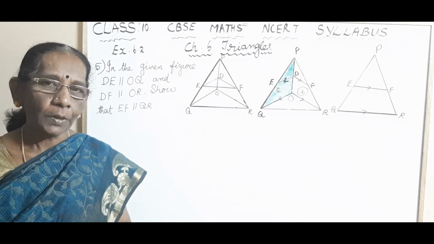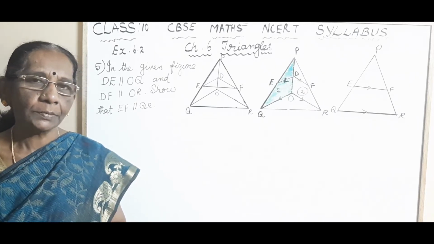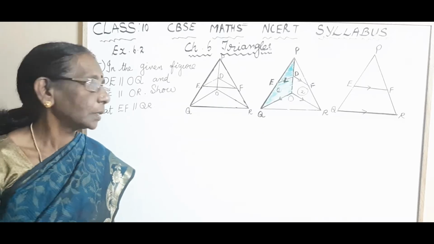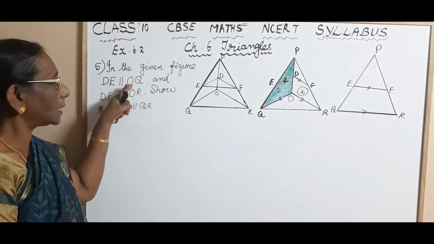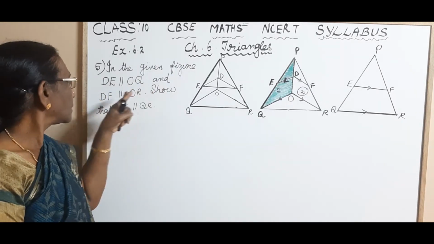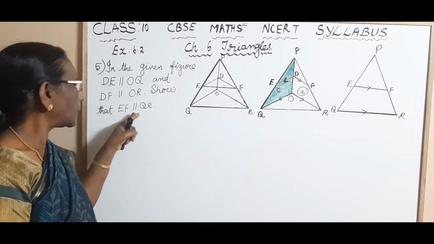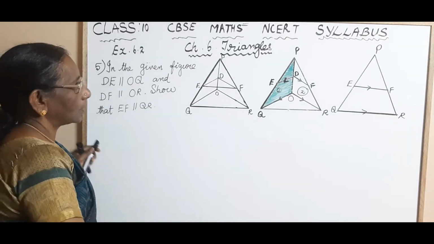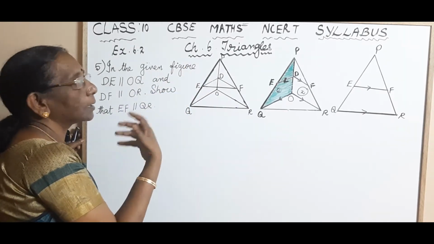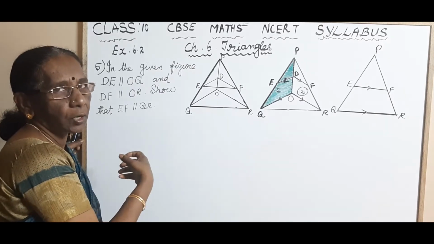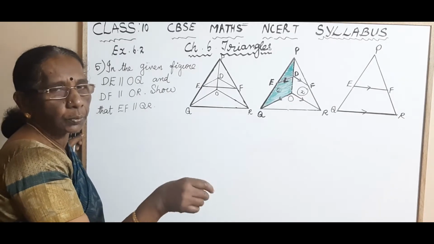In this session, we are going to continue Chapter 6, Triangles, Exercise 6.2, Sum number 5. The question is, in the given figure, DE parallel to OQ and DF parallel to OR, show that EF is parallel to QR. Now, I'll just explain the figure and the question. What is the given information? We will collect it, and then we will find what we are supposed to prove.